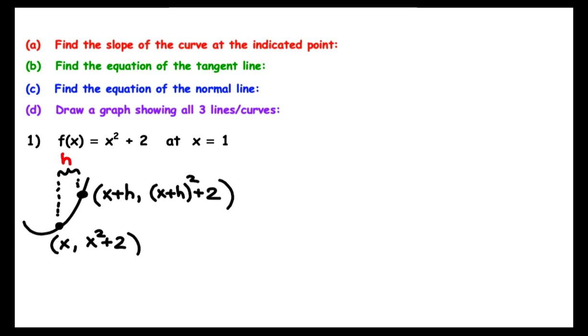Okay, I want the derivative or the tangent line, which are synonymous. The derivative is the slope of the tan line. A tangent line runs right through the point x comma y, in this case x comma x squared plus 2, kind of goes like that. That's the tan line.